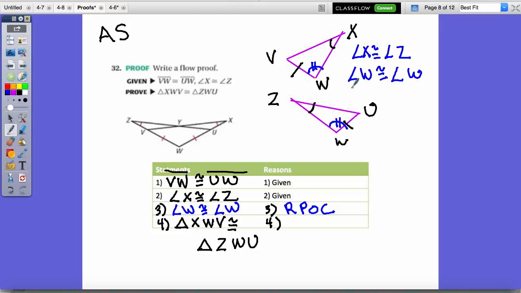And I have side VW is congruent to side UW. So the angles are X and W, but the segment is not segment XW, it's segment VW, so that's the non-included segment. So it's angle, angle, side. Two angles and a side.